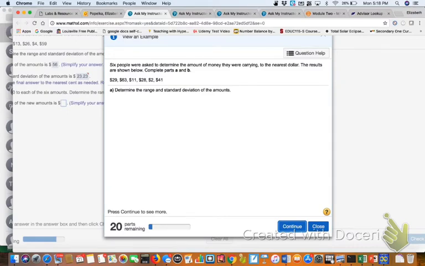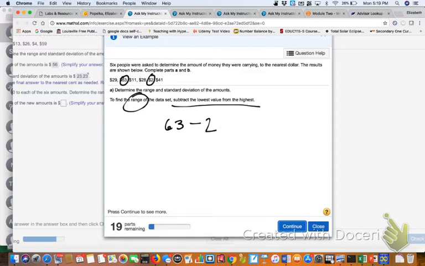So it says, the 6 people were asked to determine the amount of money they were carrying. It asks you first to determine the range and standard deviation. So if you hit continue, it'll show you the first step. And as they say here, to find the range of a set of data, you subtract the lowest value from the highest value. So if you're looking at that list of numbers, which I realized this didn't sound like this was your problem, but just so you can see how the example kind of works out. So obviously the biggest one is 63, the smallest one is 2, so the range is 61.